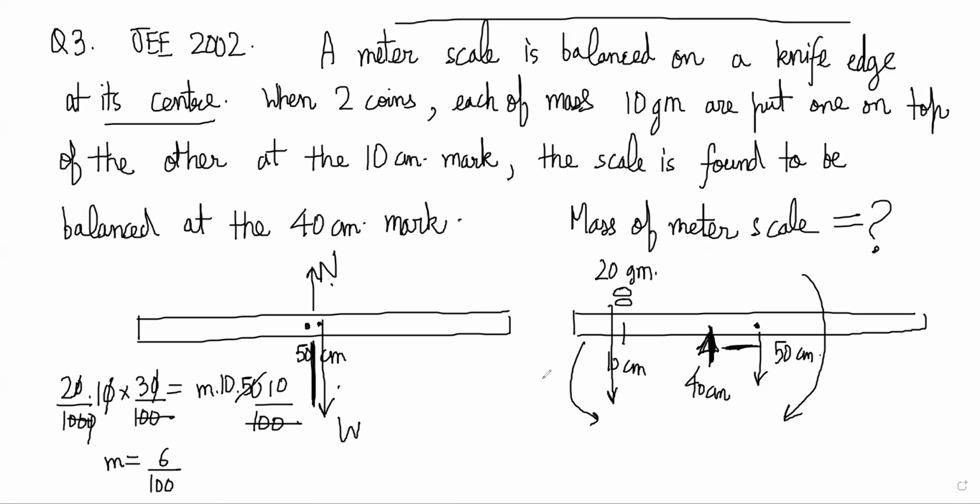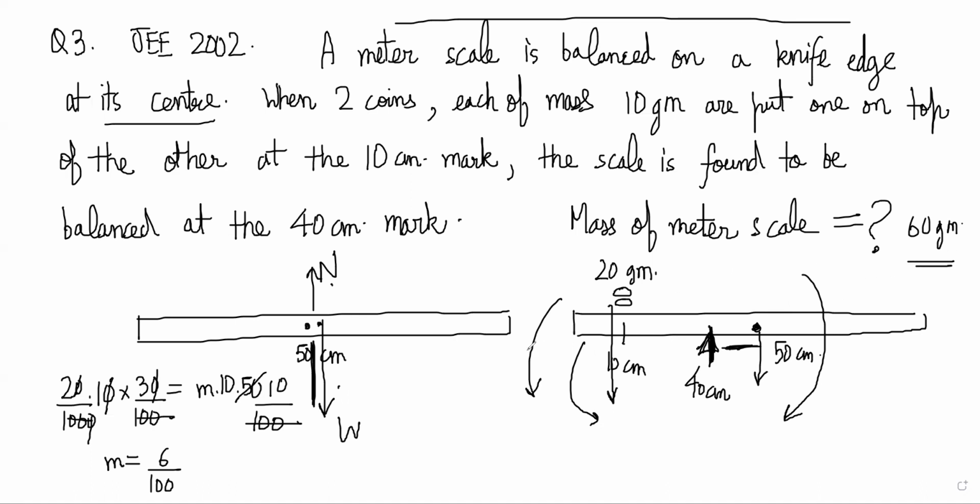So what are we doing basically? We are balancing torques here: the torque due to this weight and the torque due to the weight of the whole scale. Those got balanced. Mass is coming as 6 by 100 kg, so basically that is 60 grams. Pretty easy question. I just wanted to show you a torque balance question. Okay, let's look at another question like that.